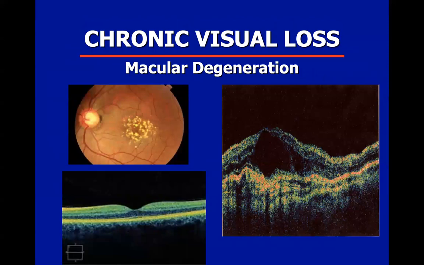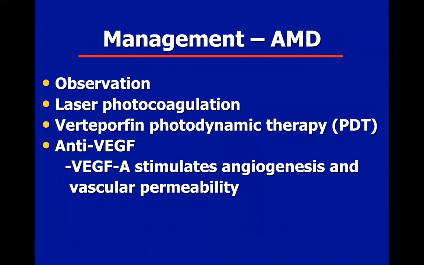So again, I just show you this macular degeneration. Unfortunately, these are all drusen. This is your normal OCT. Remember I showed you, when you have this abnormality, this is what your OCT looks like. So you have a lot of degeneration and even macular edema. The management, you can either observe them, laser photocoagulation, PDT, or anti-VEGF. And by the way, the reason I didn't write it is this anti-VEGF is also used for diabetic retinopathy.